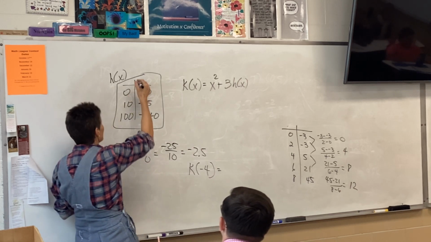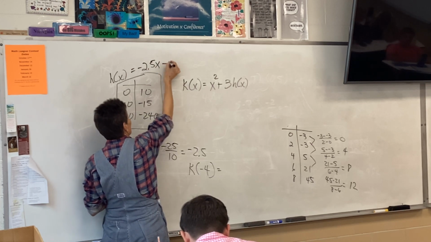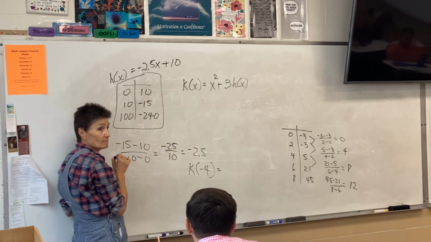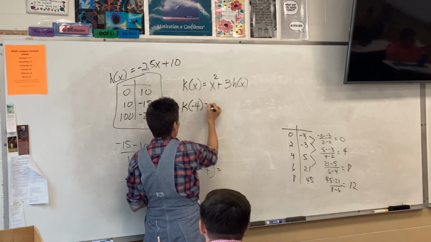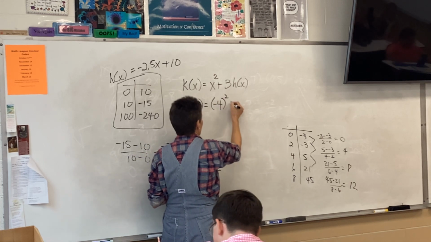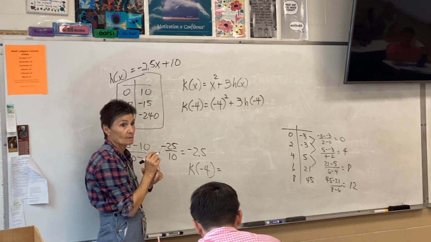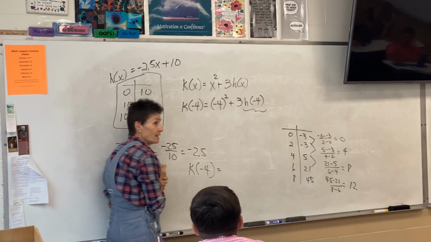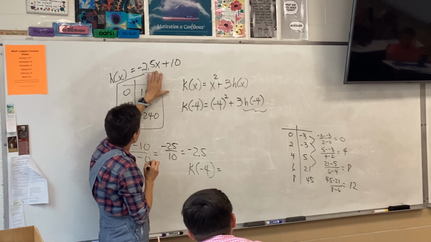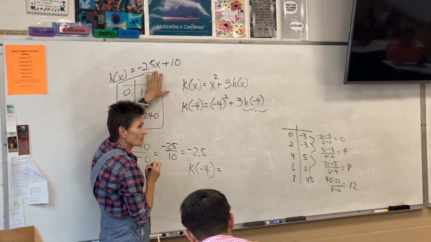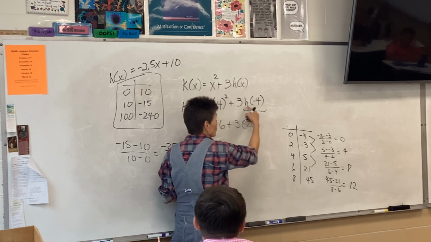So the equation of h is -2.5x plus 10. So the problem says we're going to find k of -4. So that's going to be -4 squared plus 3 times h of -4. But now, can we find h of -4? Yep. So what is h of -4 going to be? 20? So 16 plus 3 times 20.